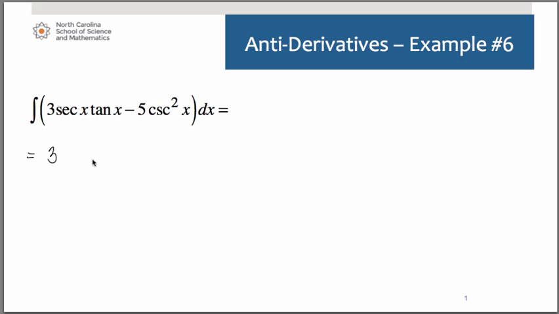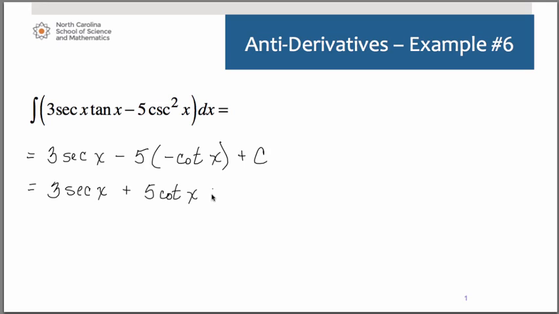The 3 will remain as our coefficient. Think back to the rules we just talked about. Antiderivative of secant of x tangent of x is secant of x, minus, now we keep the 5 as our coefficient. Antiderivative of cosecant squared of x is negative cotangent x. And don't forget our constant of integration. We can then rewrite this very easily.